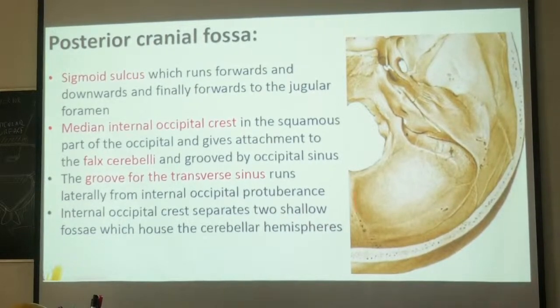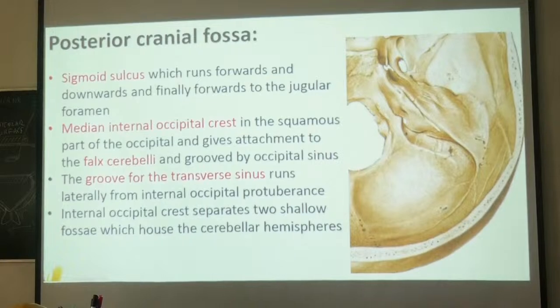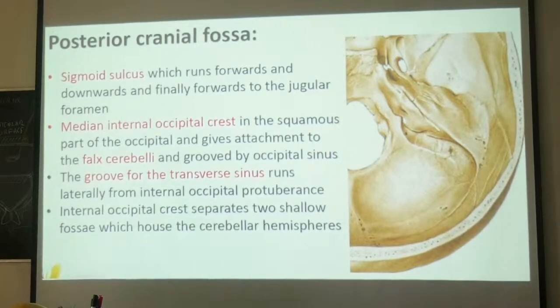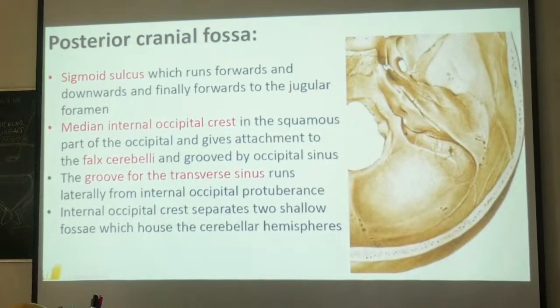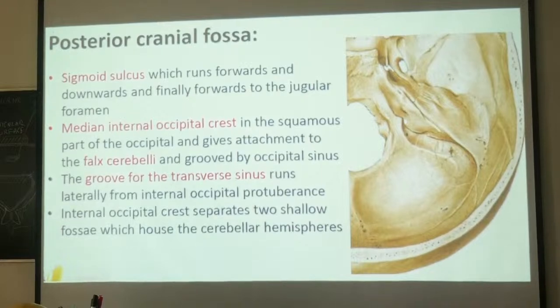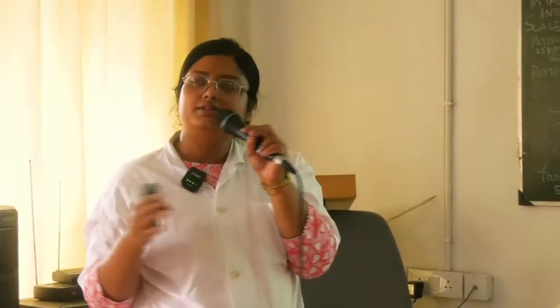This crest is forming a triangular flat area in the lower part, that is known as the Vermian fossa. This Vermian fossa lodges the vermis of the cerebellum. The vermis of the cerebellum connects the two cerebellar hemispheres. Understood? Vermian is coming from the word worm. Worm is known as vermis. It is connecting fibers for the cerebellum.